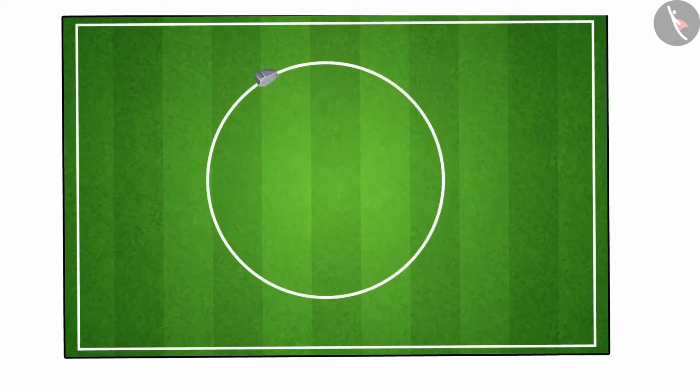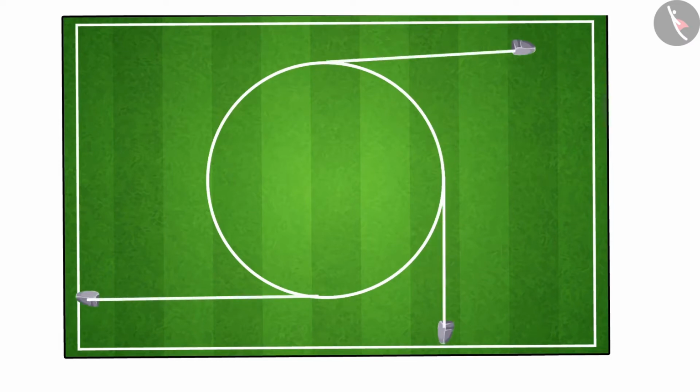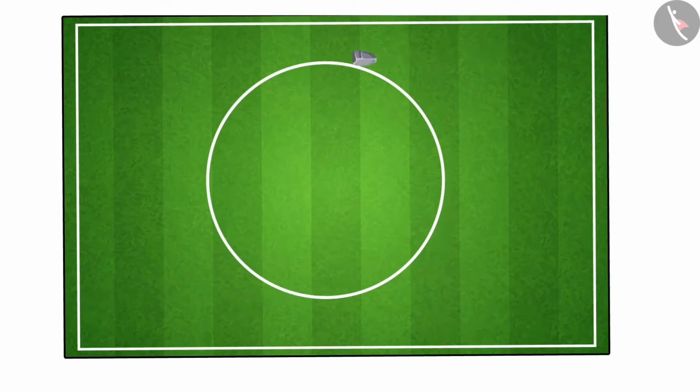Repeat the experiment a few times by releasing the stone at different positions during the circular path, and observe the direction of the stone after it is released. Did the direction of stone remain the same in all the cases or not?